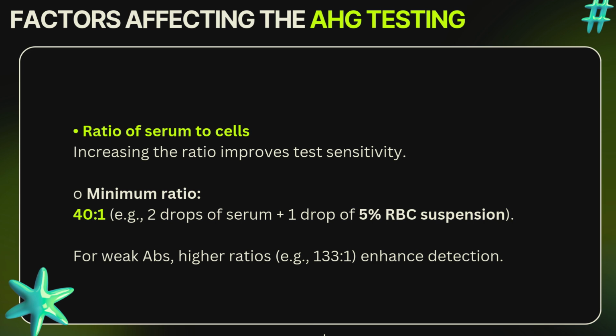So next, the ratio is key to improving the test sensitivity. This means that for detecting weaker antibodies, a higher serum to cell ratio can make all the difference. For instance, the minimum effective ratio is 40 to 1, which could be achieved with 2 drops of serum and 1 drop of 5% RBC suspension. Using a higher ratio like 133 to 1 can significantly enhance the detection of weak antibodies.